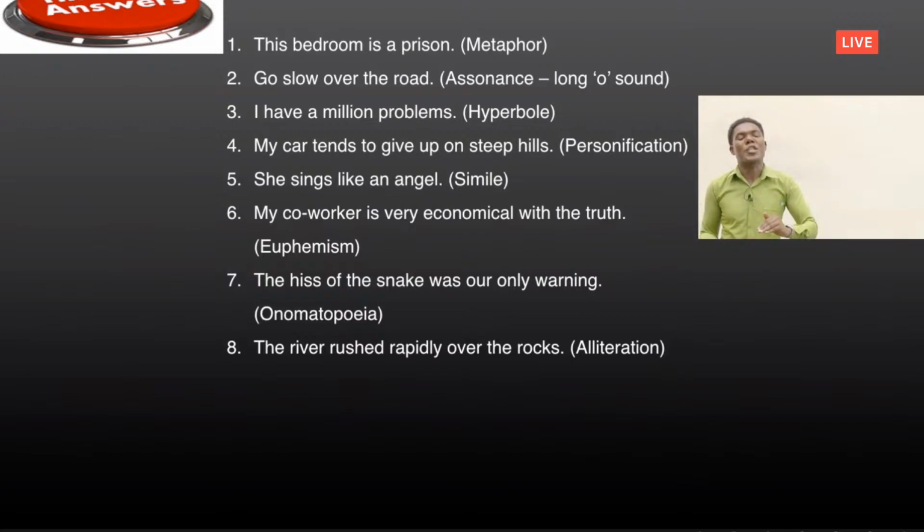She sings like an angel. Simile. Good. Simile. Now, what are you comparing there? She, an earthly being, and an angel, a heavenly being. So she sings like an angel, right? Let's understand the context of that, boys and girls. She sings like an angel means what? She sings really well.